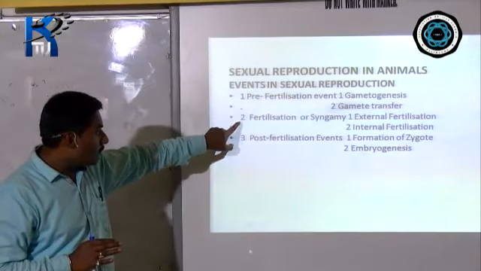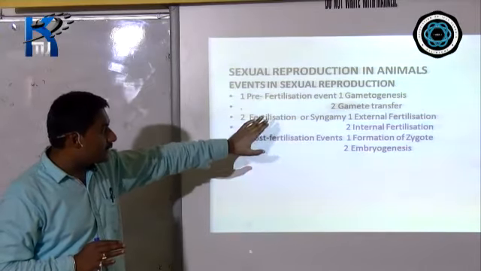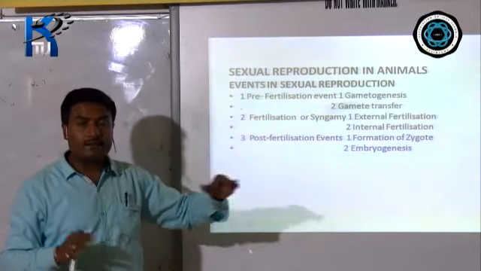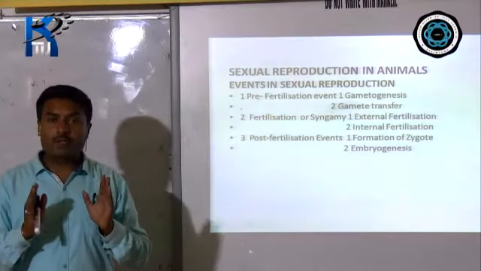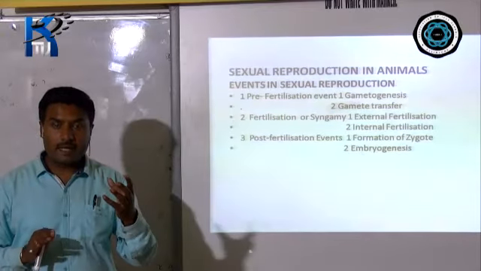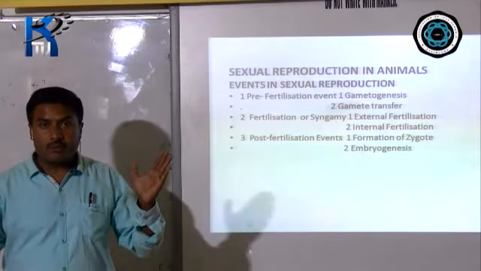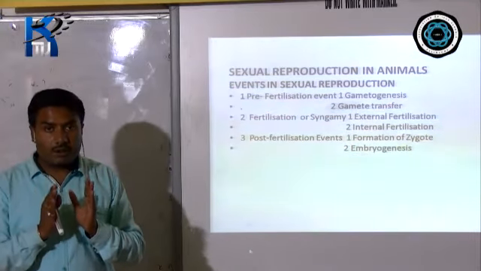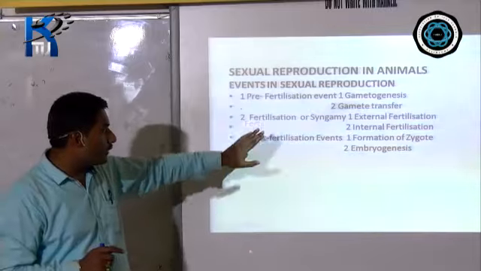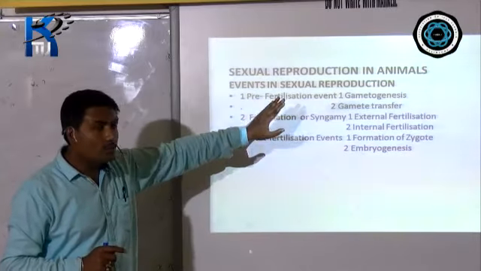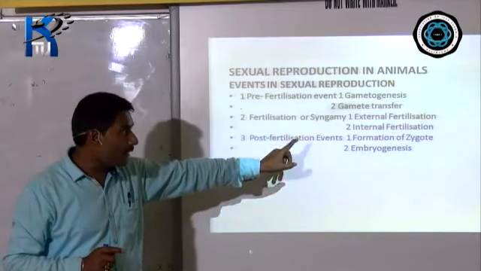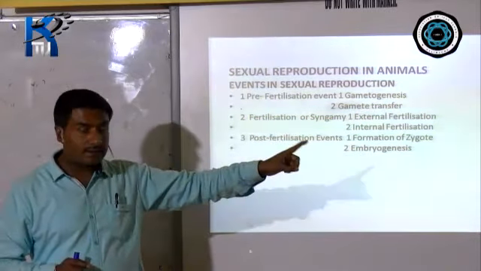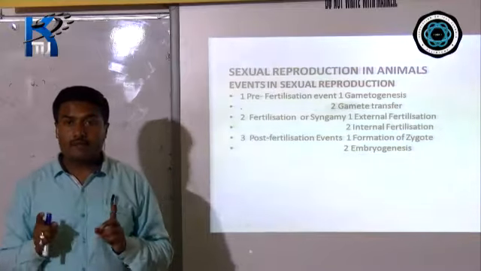Number two event is fertilization or syngamy. When I say fertilization, it is the fusion of the two reproductive cells, the male and the female. The fusing of these two reproductive haploid gametes is called fertilization, or syngamy. And there are two types of fertilization: one is called external fertilization, another is called internal fertilization.